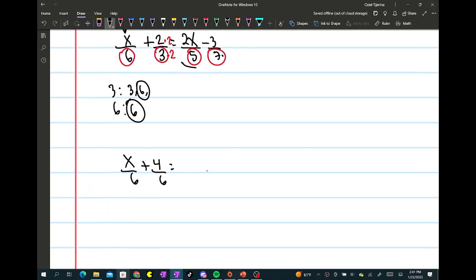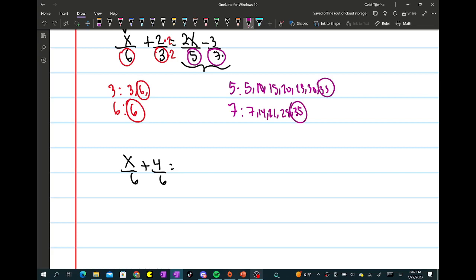and then I'm going to do the same thing for this part. So I have 5 and 7, right? So basically here's what I'm doing. I'm going to list my multiples of 5: 10, 15, 20, 25, 30, 35, and the same thing goes for 7: 7, 14, 21, 28, and then 35. So we can see here that the common term is 35. So I'm going to make this times 7, and I'm going to do this times 5. And what I do to the bottom, I do to the top.